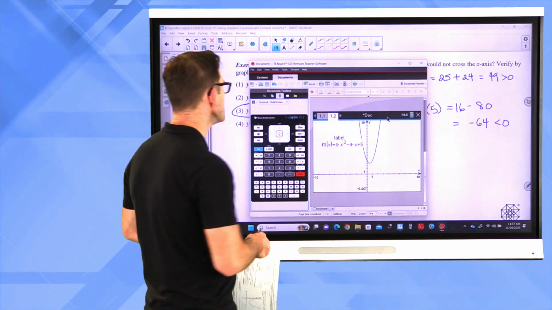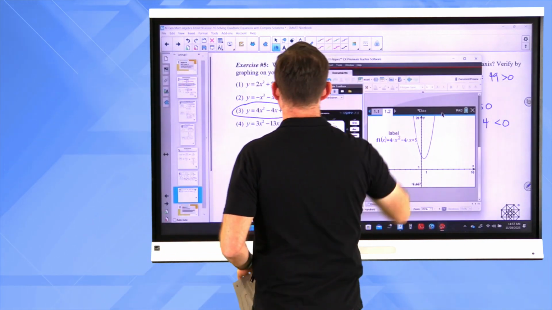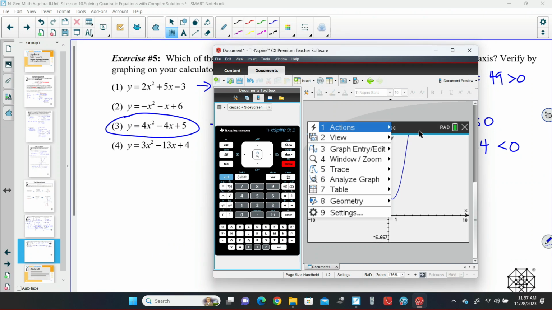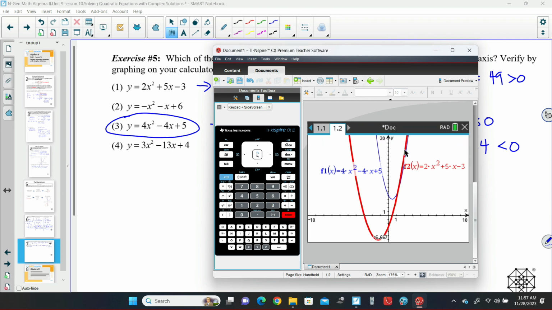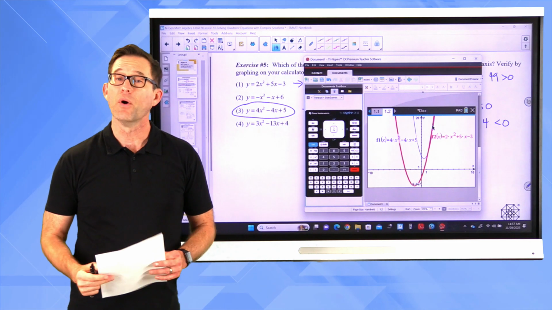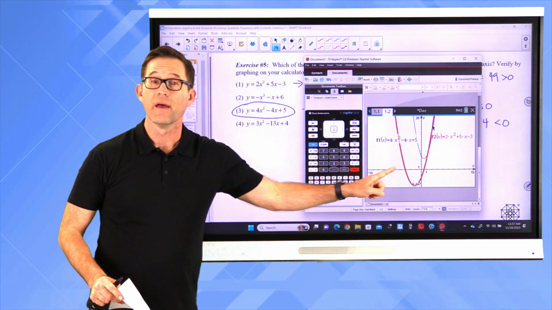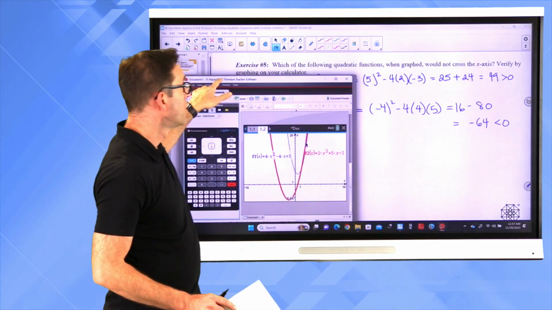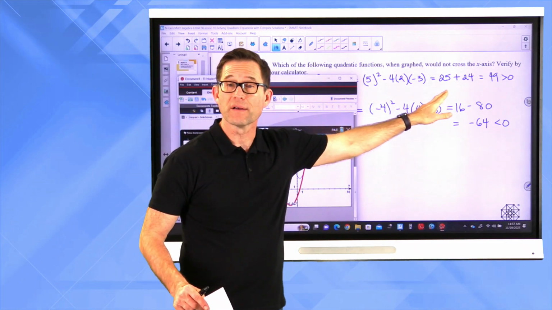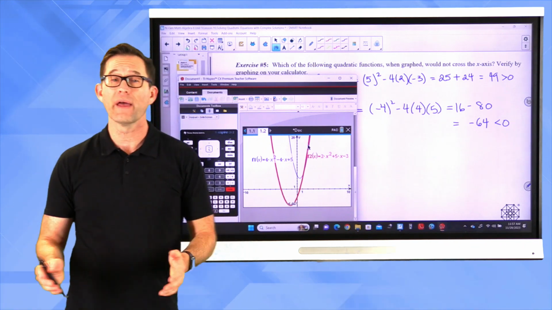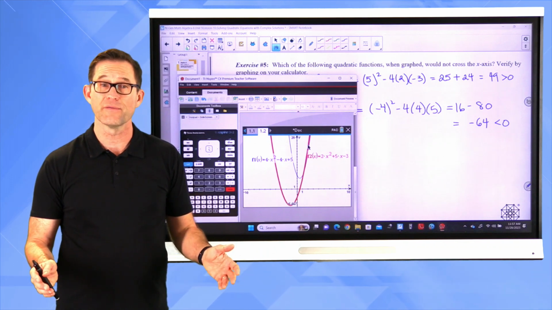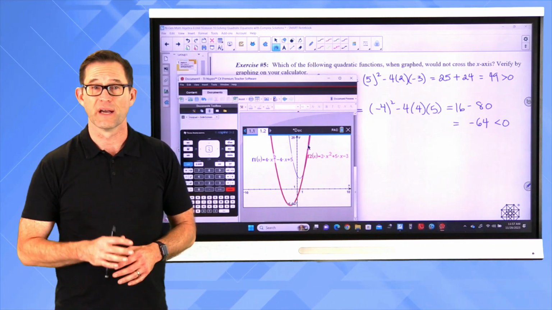On the other hand, just for a moment, let's take a look at that one in number 1. If I go back into menu and I put my first function in there, 2x squared, where we had a positive discriminant, plus 5x minus 3. In this case, we see that we most certainly do have x-intercepts. And again, that's because in number 1, we have a discriminant that's positive, and in choice 3, we have a discriminant that is negative. Choice 2 and choice 4 would also have discriminants that are positive, and therefore would also intersect the x-axis.